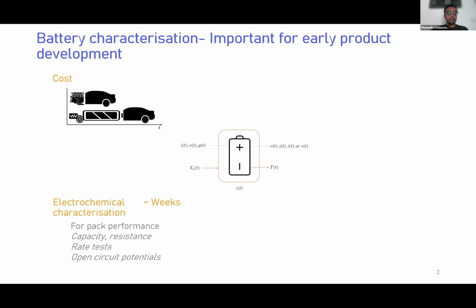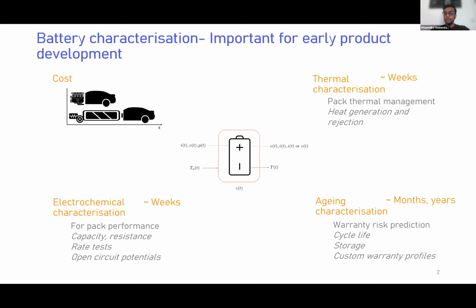Another important characterization is the thermal behavior of the packs. And this, again, will be looking at things like heat generation, how can it be extracted very quickly, and that also plays a key part in the pack design, the thermal management and the thermal design of an electric vehicle battery pack. And finally, there's another important characterization test, which is considerably longer.